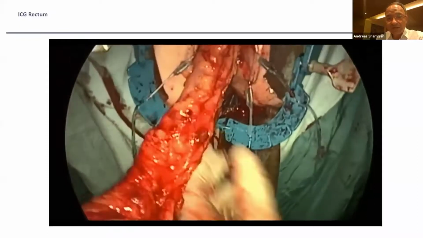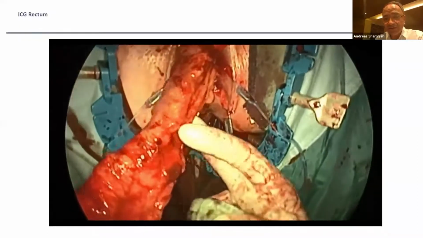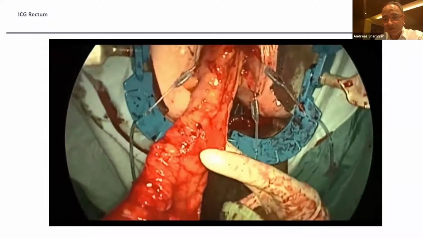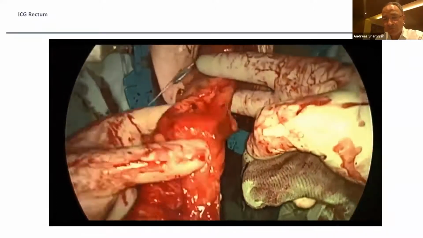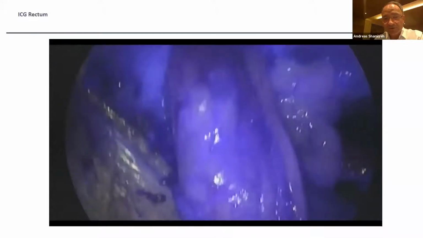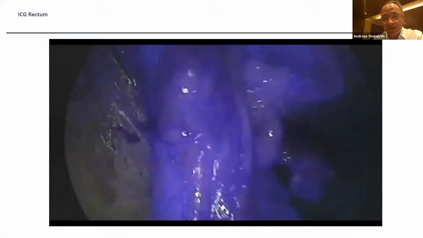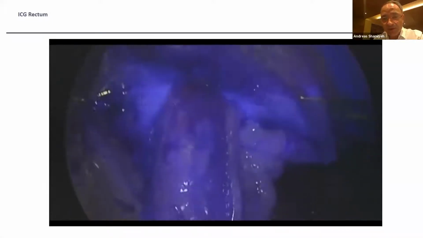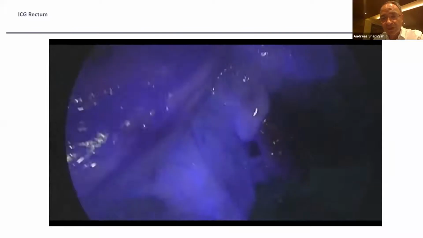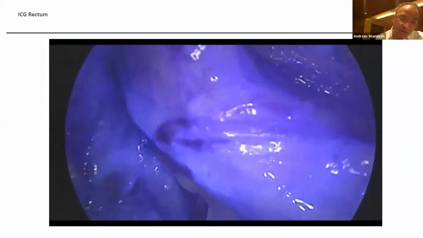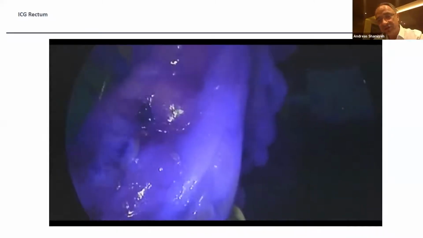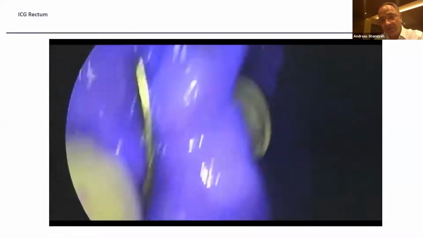This is a transanal specimen retrieval for a coloanal anastomosis after a very low rectal cancer. And of course, you can also use it outside the abdominal cavity to check if the descending colon has a good blood supply. Just put it out through the anus and check it 360 degrees on each side, to be sure you have a good blood supply.